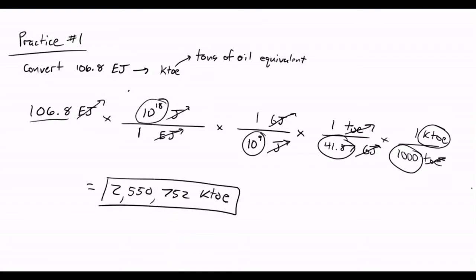All right, so that is 106.8 exajoules in kilotoe. We're going to convert between units a lot in this class, so this is a good practice problem to do. All right, let's move on to the next one.